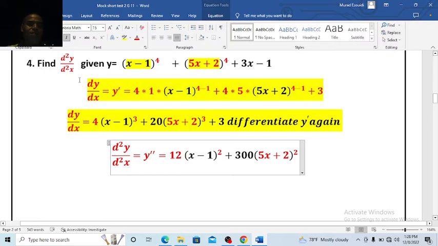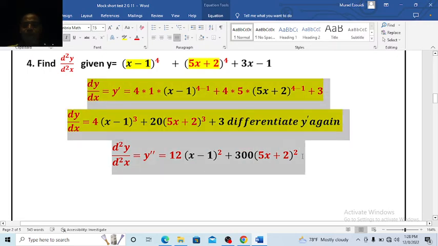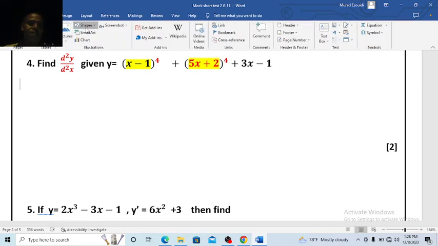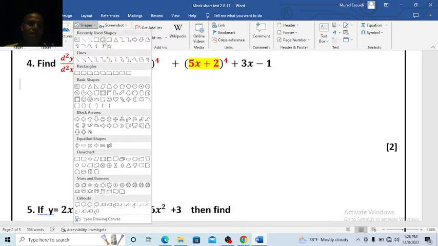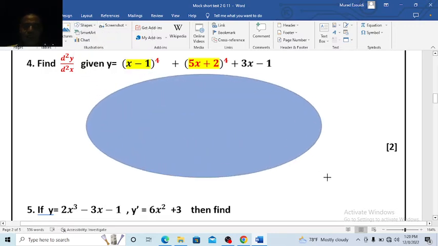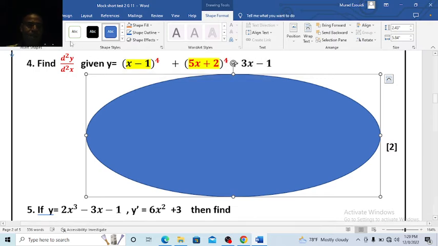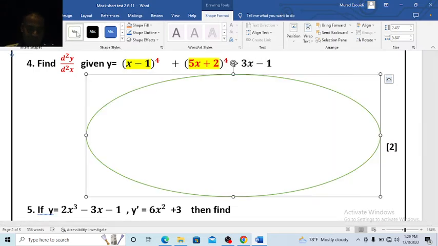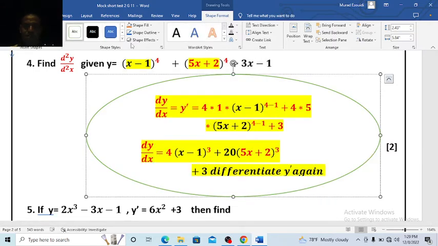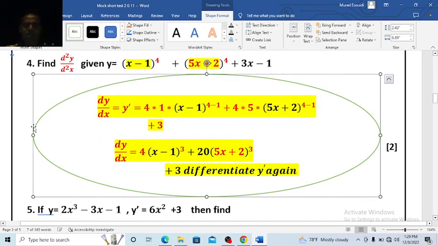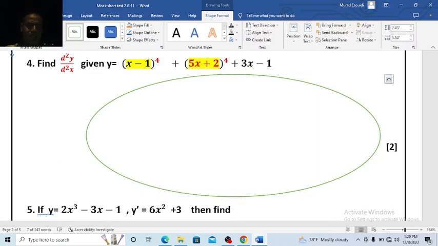I wish that you got the point. How can you solve this one? I'll just insert a shape and write my equation like that, in white color. Okay, like that. So now I will go back.